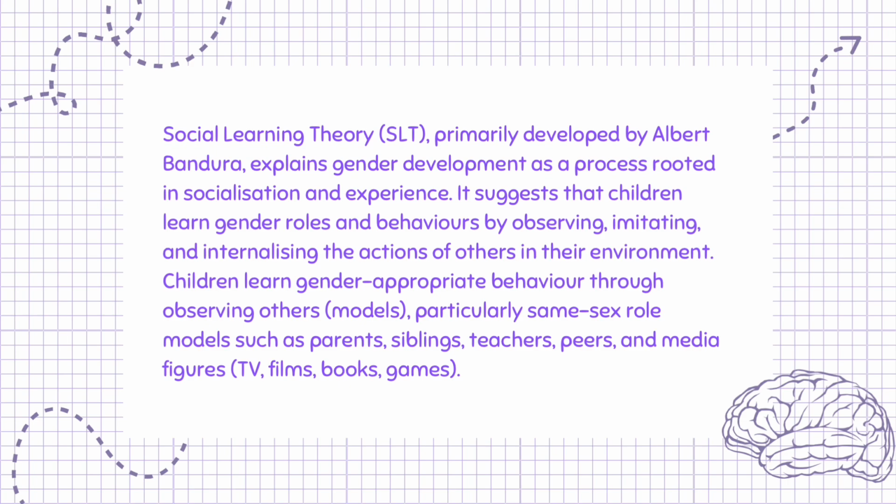It suggests that children learn gender roles and behaviors by observing, imitating, and internalizing the actions of others in their environment. Children learn gender-appropriate behavior through observing others, models, particularly same-sex role models such as parents, siblings, teachers, peers, and media figures, TV, films, books, games.